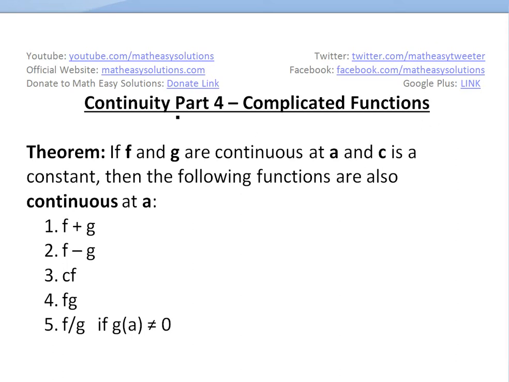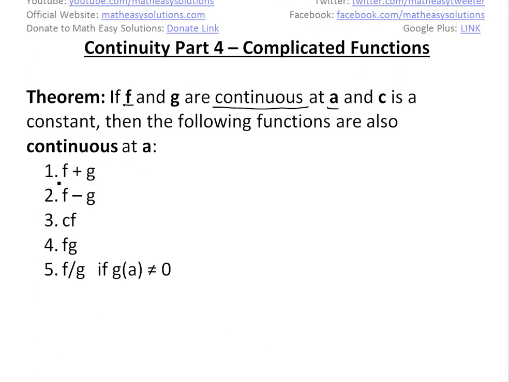So, basic continuity part 4 of this series, and we look at what happens when we have more complicated functions. In earlier videos I went over basic functions and the basic definition of continuity, but now let's look at this theorem: if we have f and g, and we're given that they're both continuous at x equals a, and c is just a constant, then the following functions are also continuous at a.